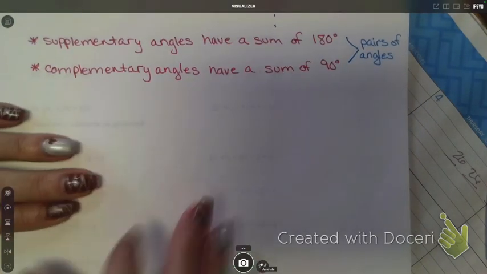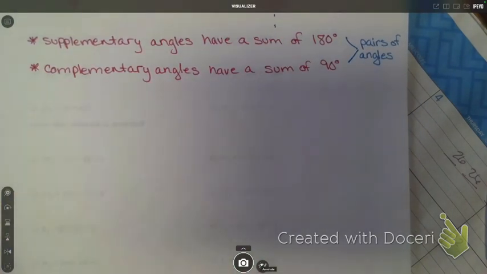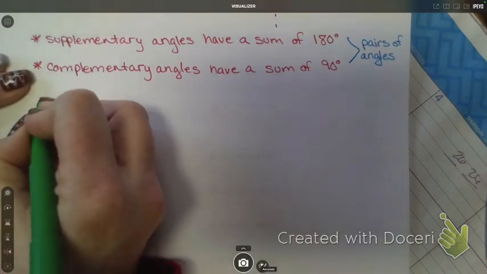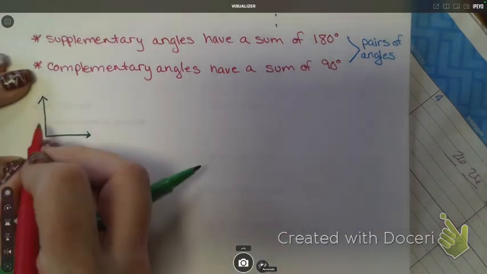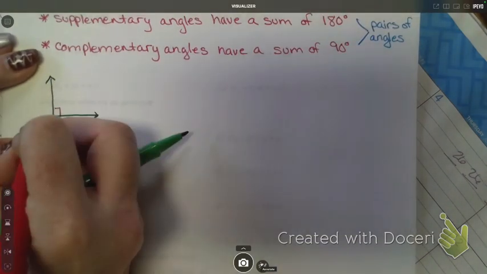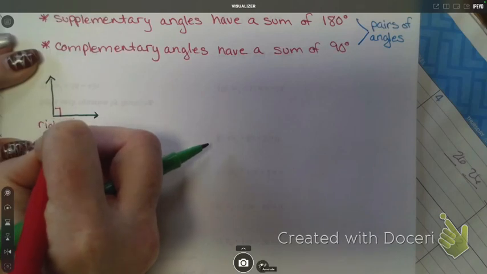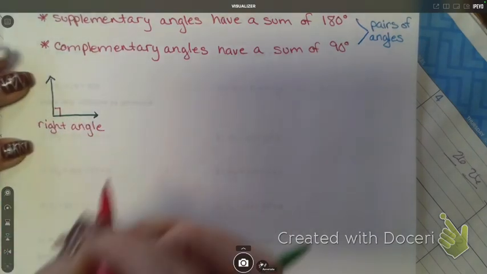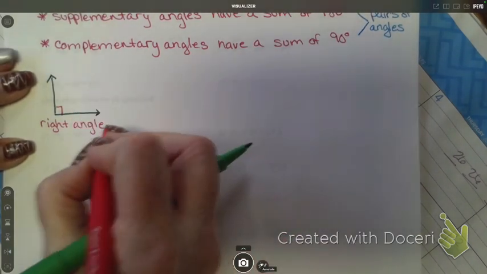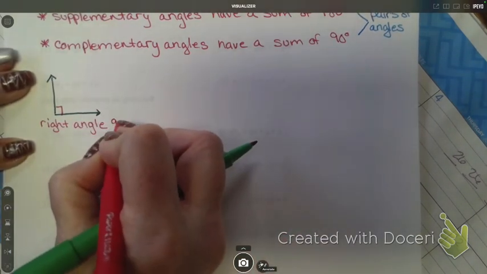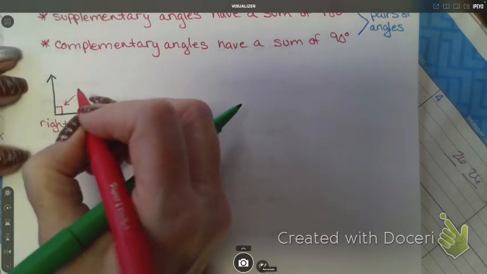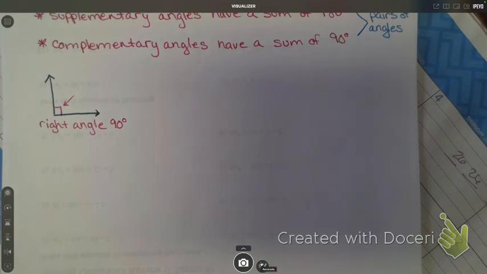We have some special kinds of angles that we need to remember also. So this is a what angle? Right angle. And what's special about a right angle? Perfect 90 degrees. And how did you know this was a right angle without me doing anything else? The square. And the square has to be there. You can't say, oh, it looks 90 degrees. Got it?